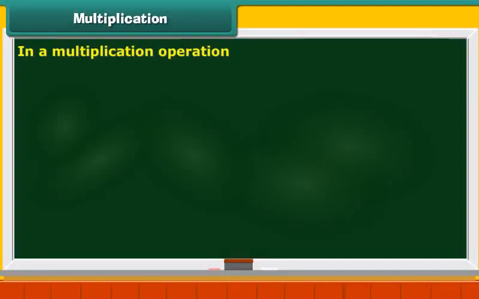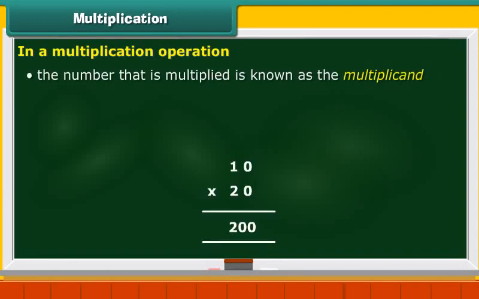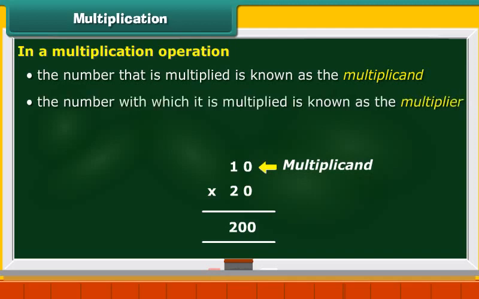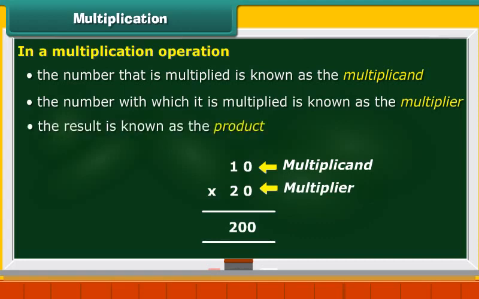Multiplication. In a multiplication operation, the number that is multiplied is known as the multiplicand. The number with which it is multiplied is known as the multiplier, and the result is known as the product.